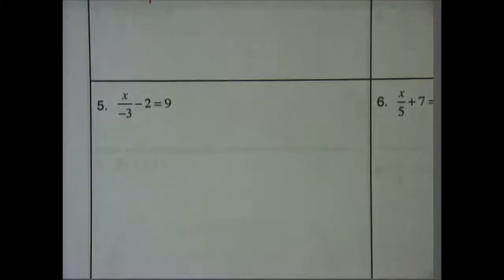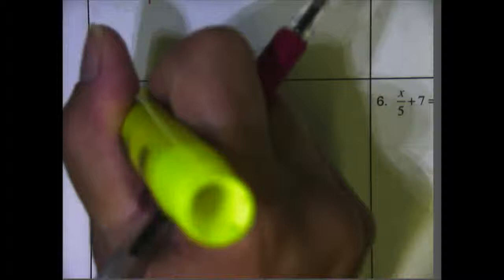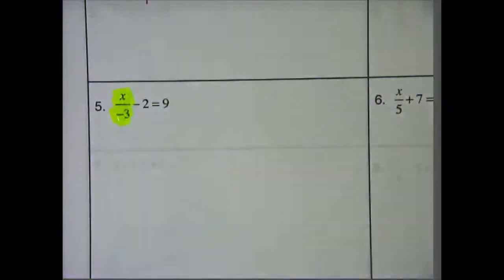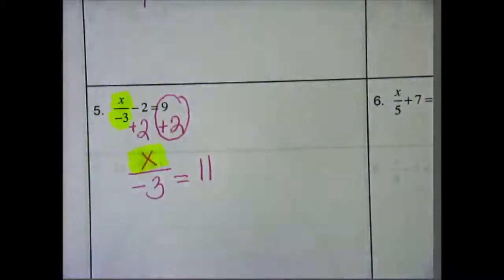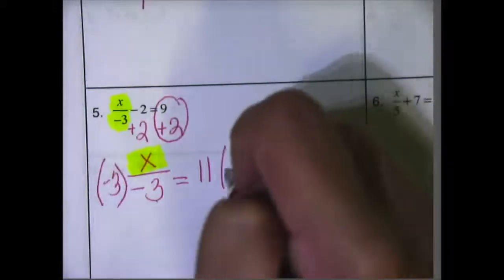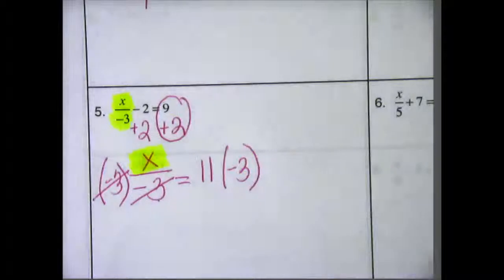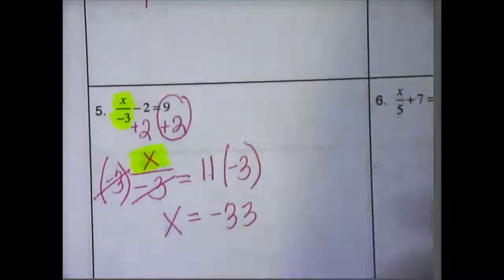Number 5. This time we've got x divided by negative 3 minus 2 equals 9. We need to highlight the term with the variable. We need to get it alone. That leaves us with a negative 2 that we need to get rid of. So we're going to add 2 to both sides. That leaves me with x divided by negative 3 equals 9 plus 2, which is 11. Now we want this by itself. So we have x divided by negative 3 equals 11. So we're going to multiply both sides by negative 3 to get rid of that. Cancels that out. And x equals 11 times negative 3, which is negative 33.